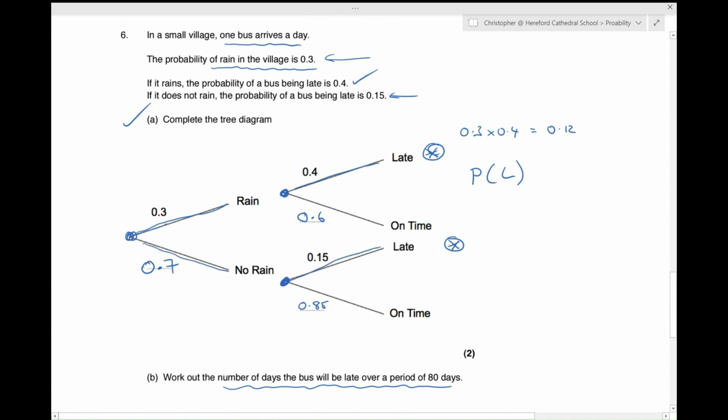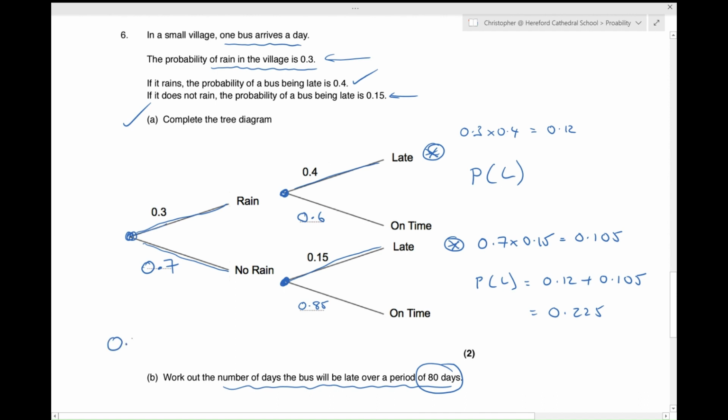0.7 times 0.15, that will be the probability of it not raining and the bus still being late. That is 0.105. So the probability of either of those happening, i.e. the probability of the bus being late, is those two probabilities added together, which is 0.225. So how many days do we expect this bus to be late over 80 days?